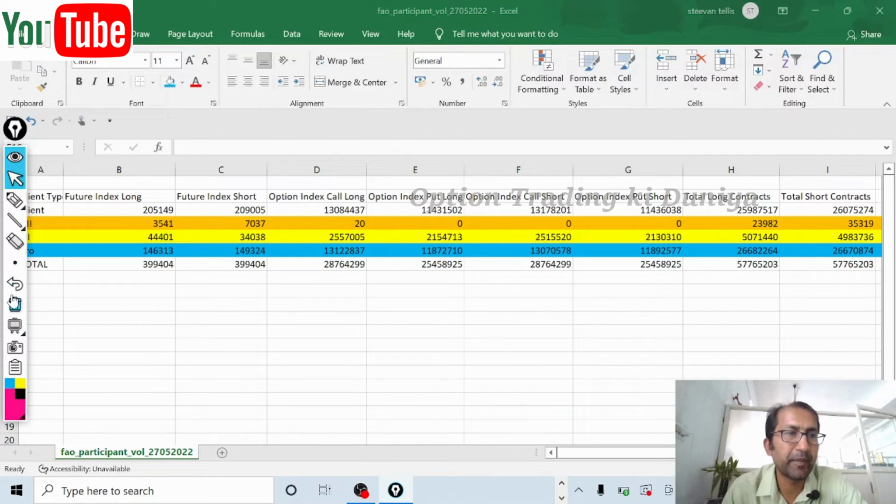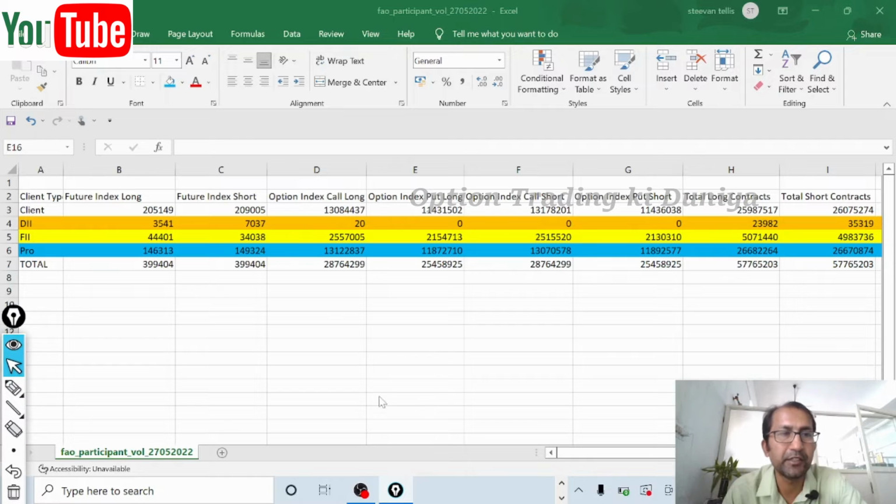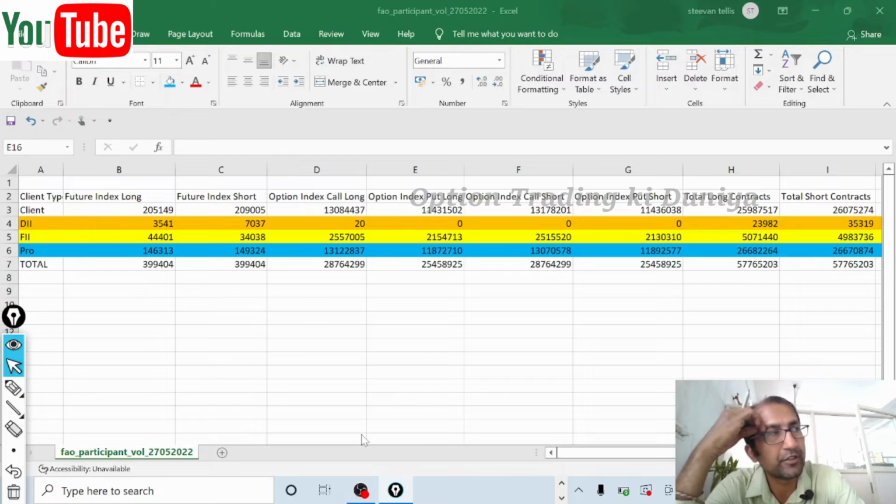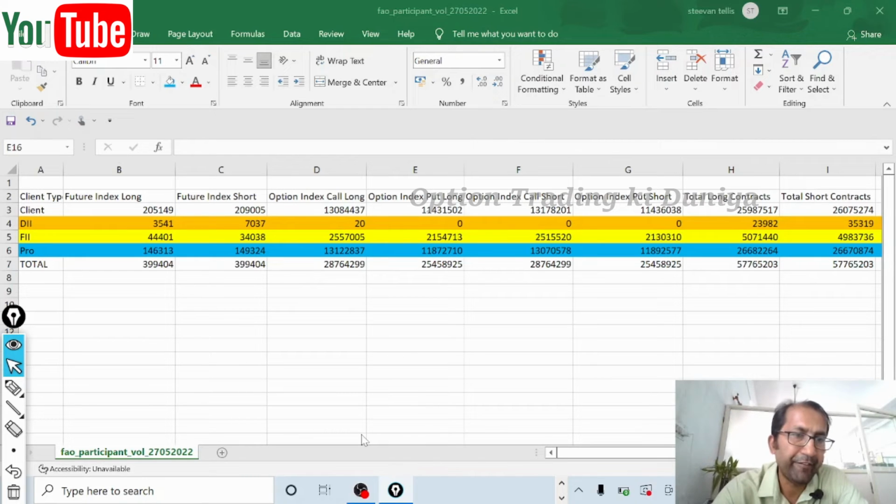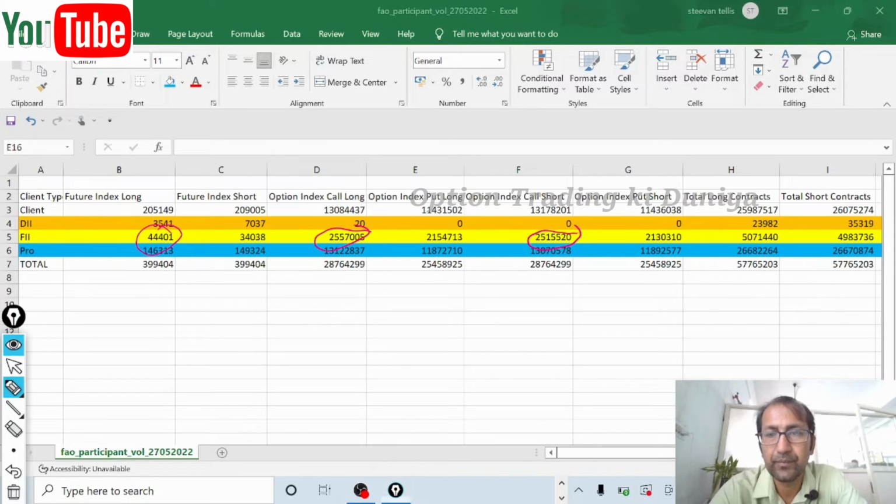So this data is pertaining to the client wise positions. Future index long and future index short. You can see FIIs are long on the index. Then FIIs are even long in the call. Then FIIs have shorted call. Okay, so FIIs are basically long.